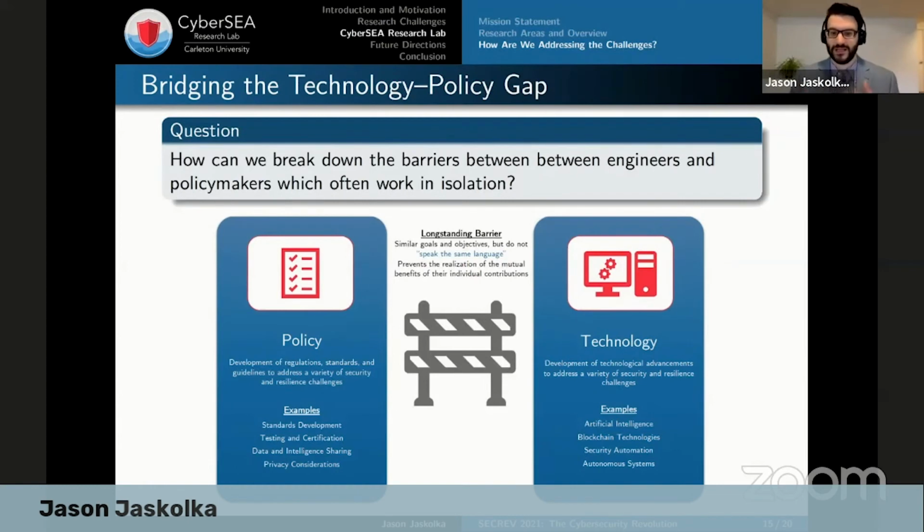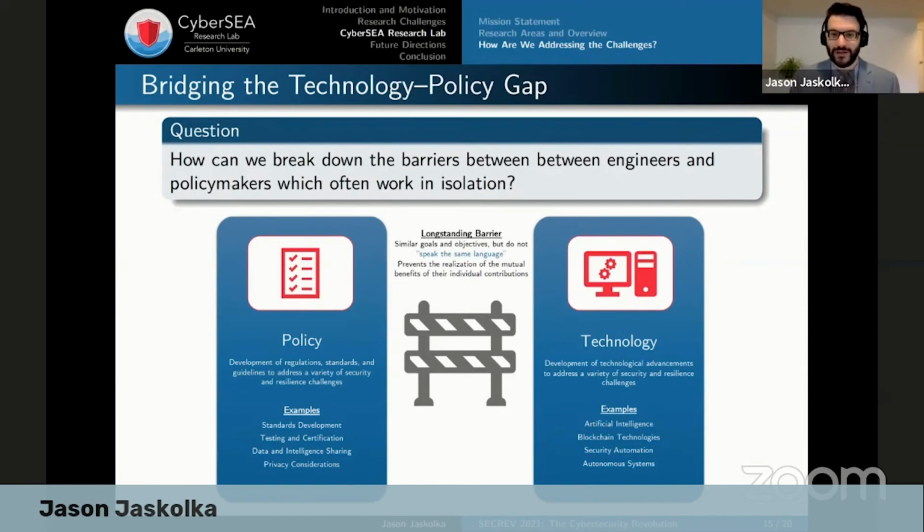They may develop some standards, some testing and certification approaches, data and intelligence sharing programs, and help to address some of the privacy considerations. The technology folks, the engineers, for example, are focused on developing those technological advances to address the security and resilience challenges. So they may be using cutting edge technologies like artificial intelligence or blockchain or security automation or autonomous systems, and they're going to be addressing the challenges in that way.